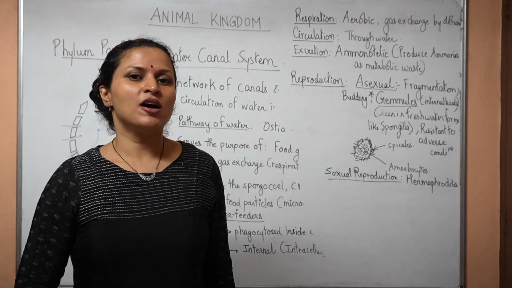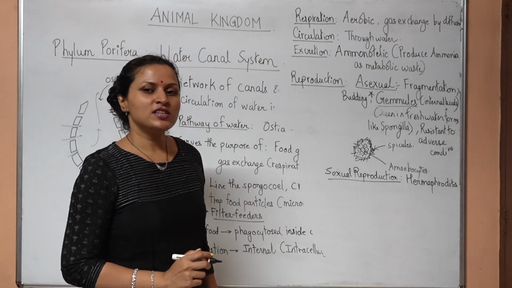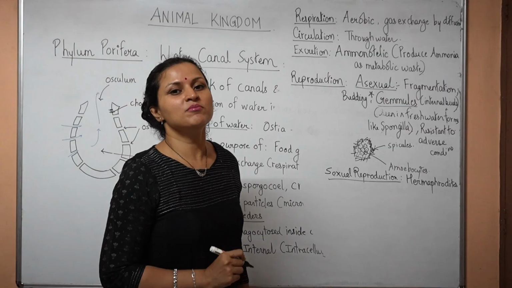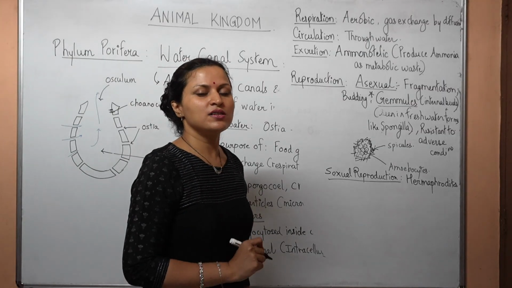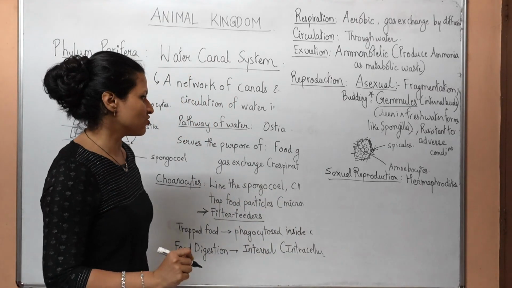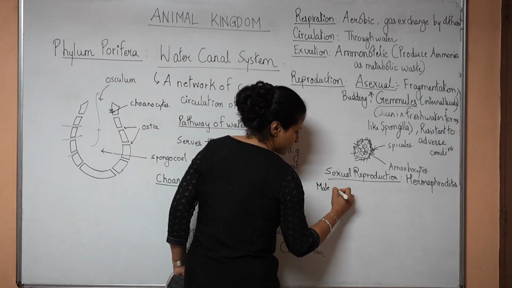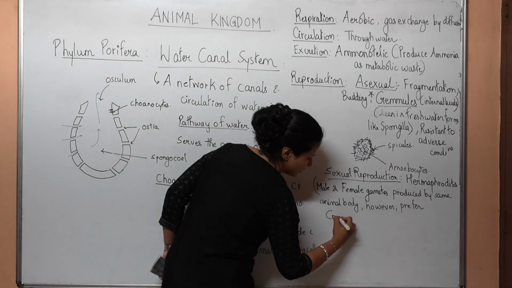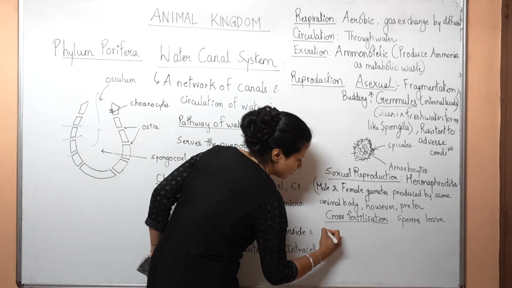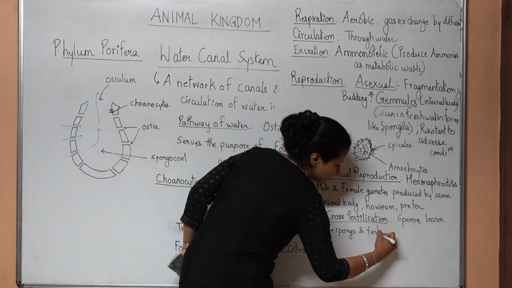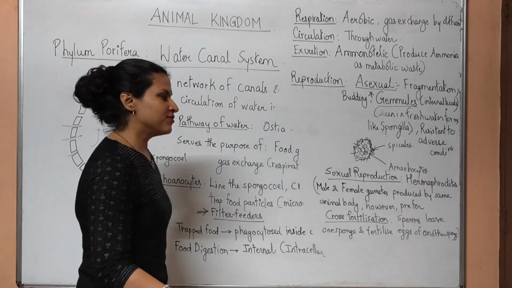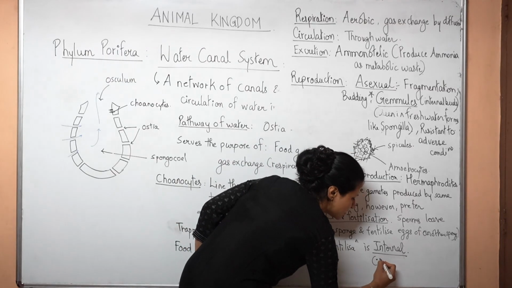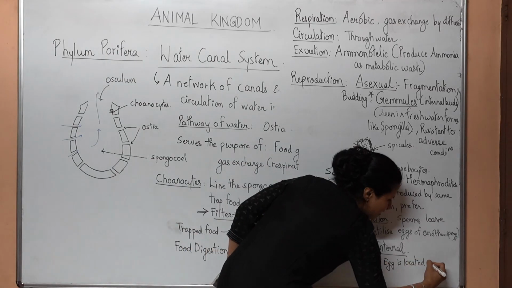The eggs, by the way, are present in the mesohyl layer. The fertilization is internal because the egg cells of the sponges are located in the mesohyl layer. The sperms have to travel up till the mesohyl layer for fertilization to take place. Male and female gametes are produced by the same animal body, however, they prefer cross fertilization. Sperms leave one sponge and fertilize eggs of another sponge. Fertilization is internal. Why internal? Because the egg is located in the mesohyl.